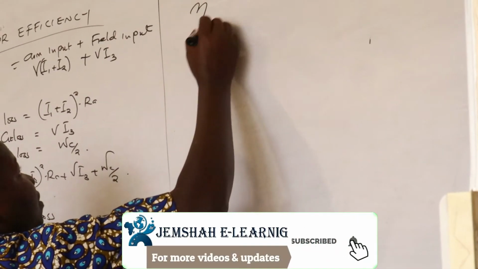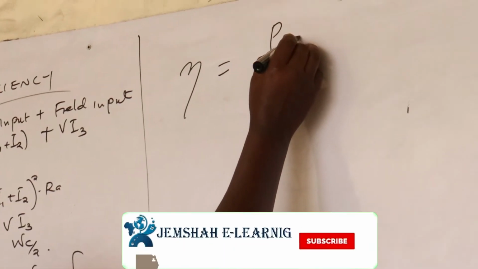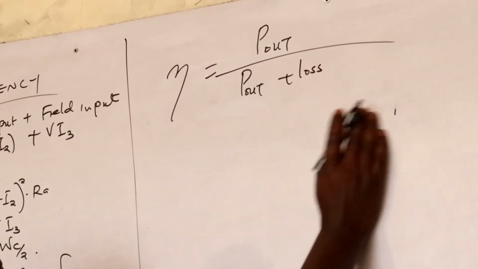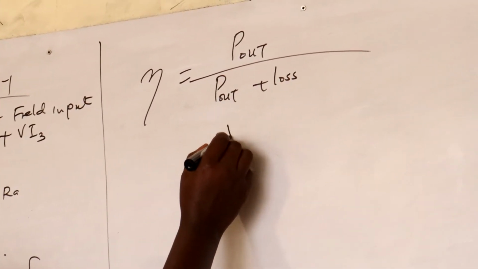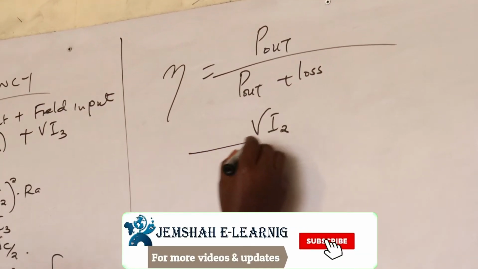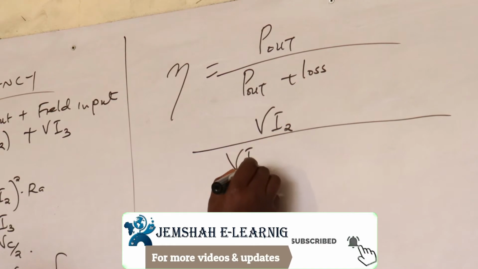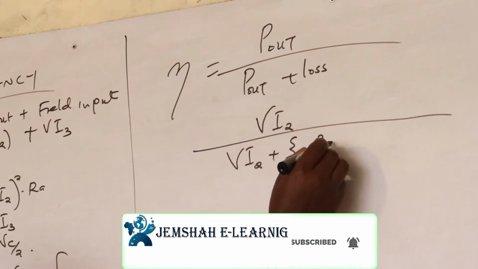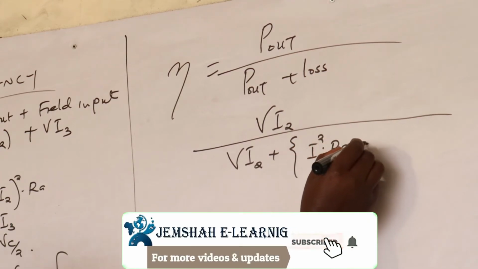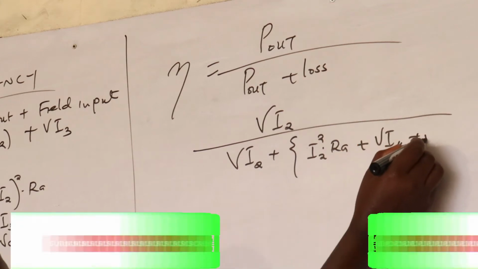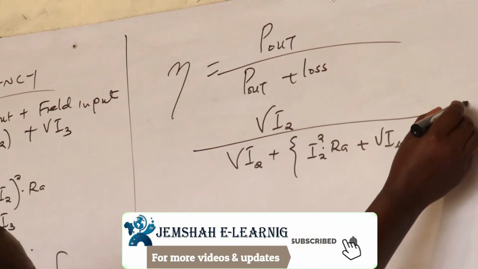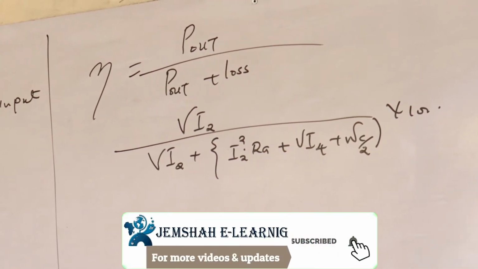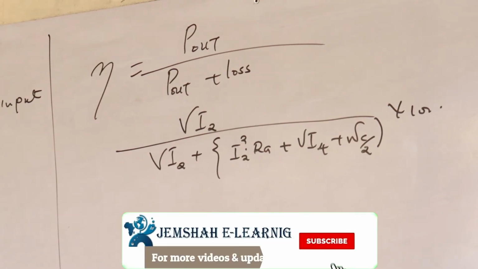Therefore, efficiency in a generator is given by P out over P out plus losses. So we are talking about VI2 all over VI2 plus I2 squared RA plus VI4 plus WC divided by 2, times 100. That is the efficiency as a generator.